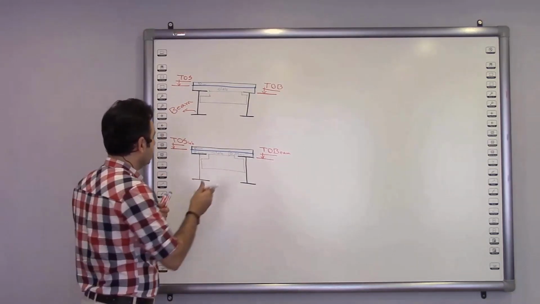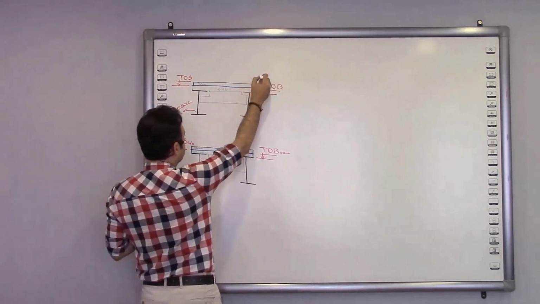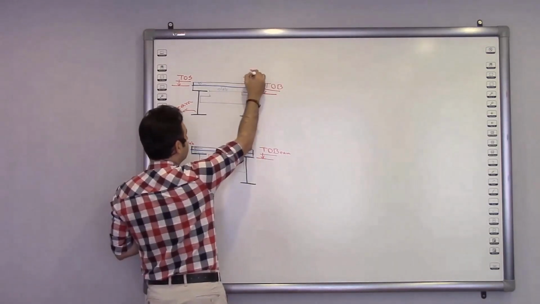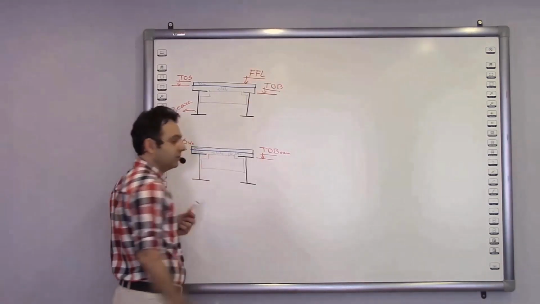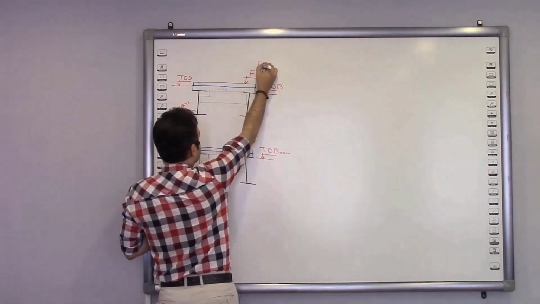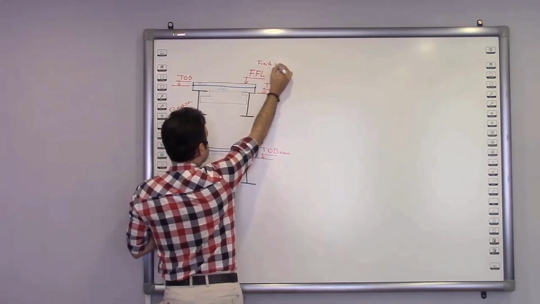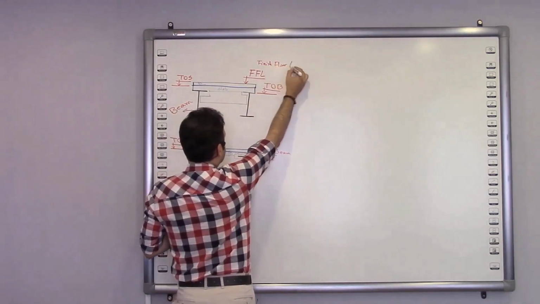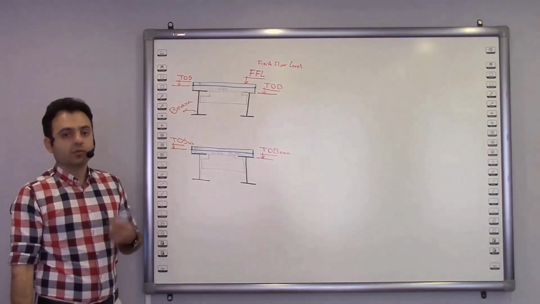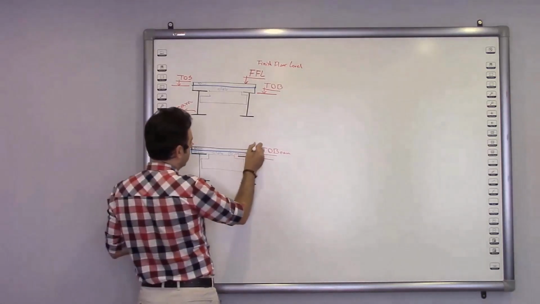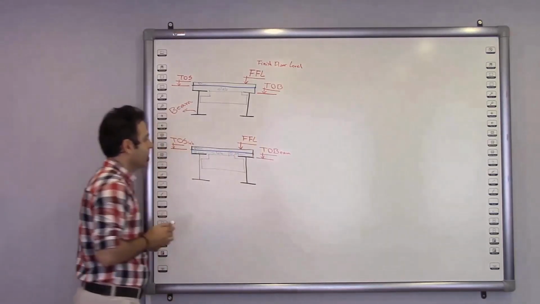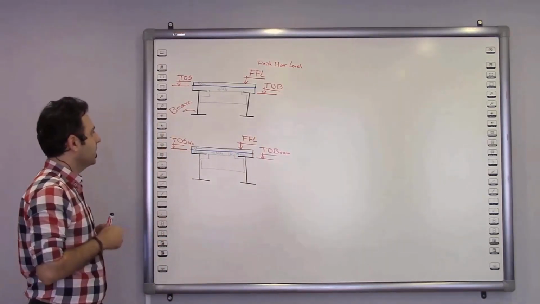Now, what do we call this level? Guess. That's right, we call it FFL. What does it stand for? Finish floor level. Finish floor level. And we have here FFL2. Well, I want you to look at it carefully.